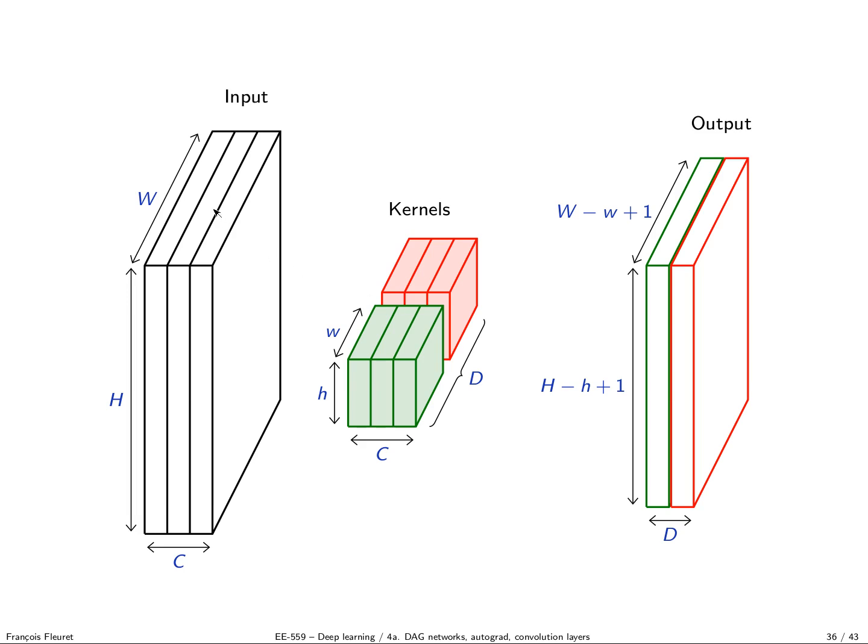You get a 3D tensor, you get a bunch of filters with the same number of channels as the input tensor, and you get a 3D tensor which has basically the same number of rows and columns, you just lose the filter size because the filter has to fit. And the number of channels of the output is the number of filters. It has nothing to do with the number of input channels.